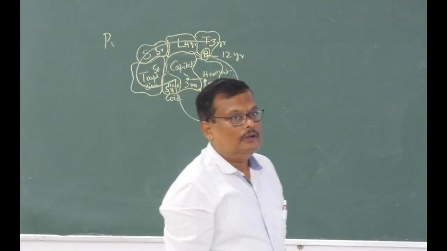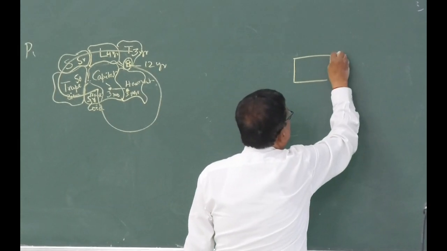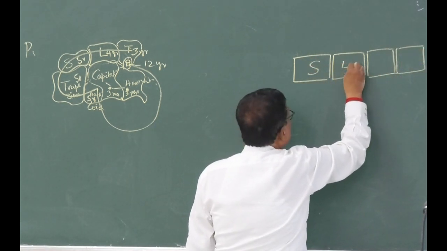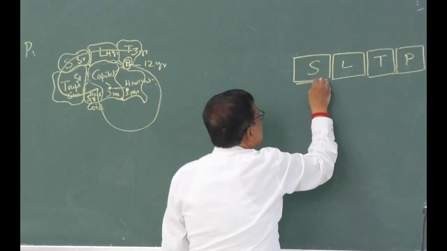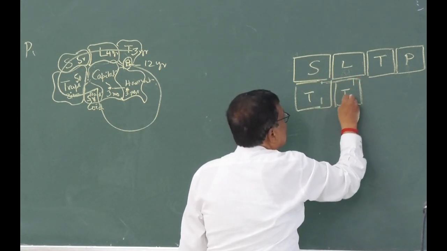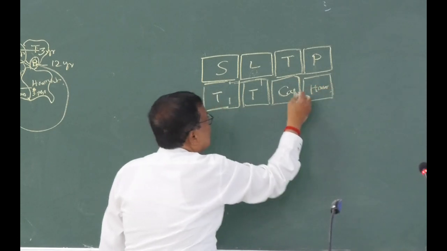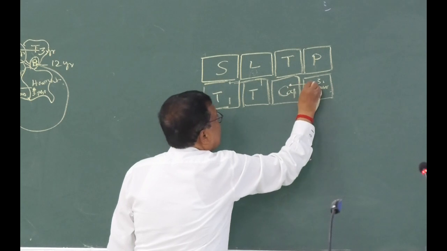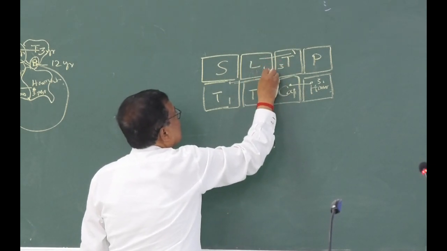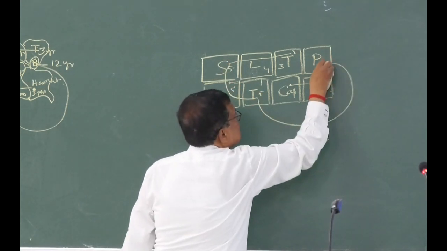Capitate and hamate. If you write it this way: scaphoid, lunate, triquetral, pisiform, trapezium, trapezoid, capitate, hamate. 3 months, 3 months, then 3 years, 4 years, 5 years, 5 years, 5 years and 12 years.